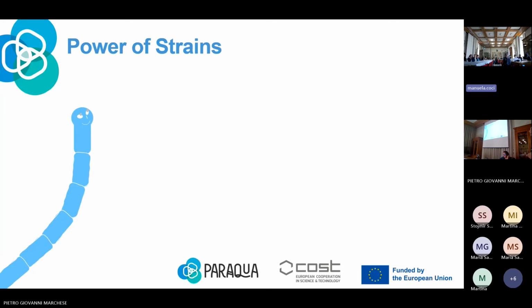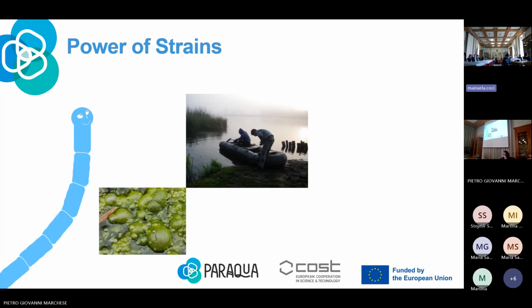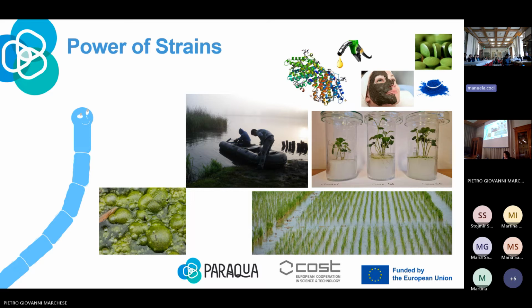Okay, so that was the short introduction, but the strains have their own power for us. We can use the strains to analyze and to find techniques and methods to prevent, for example, blooms. We can study the reaction of organisms to different ways to minimize their negative effects on the environment. But they also have great potential on the market.